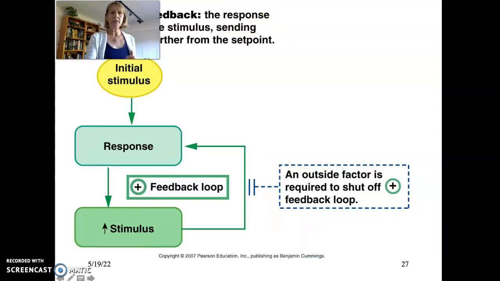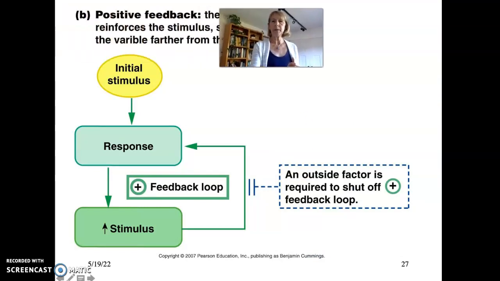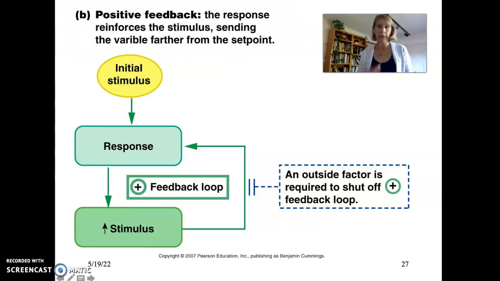Then we're going to look at a different type of feedback mechanism, which is very unusual in the body, very unusual. It doesn't happen much at all, and that would be a positive feedback. A positive feedback would be a case in which the response reinforces the stimulus. So if cold, make it colder. If even colder, make it colder. And if it's colder, make it even colder yet. Right? So it sets that variable farther and farther from the set point.